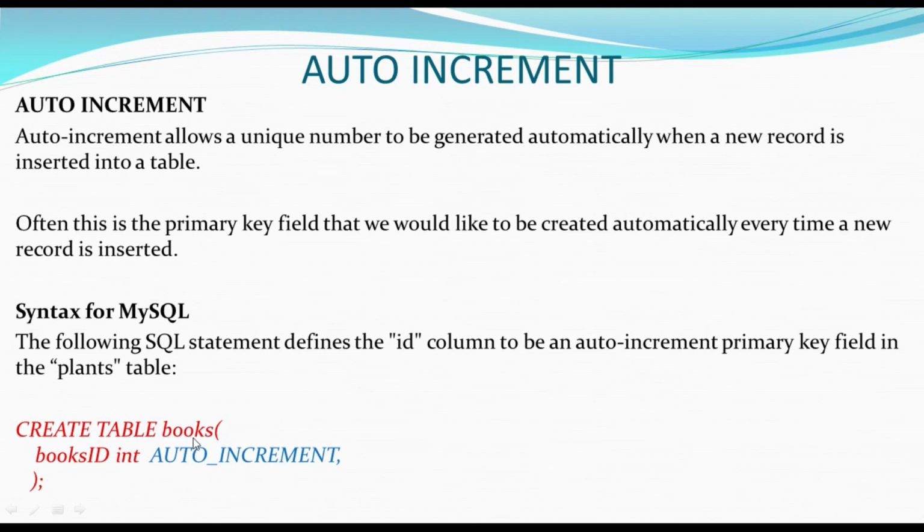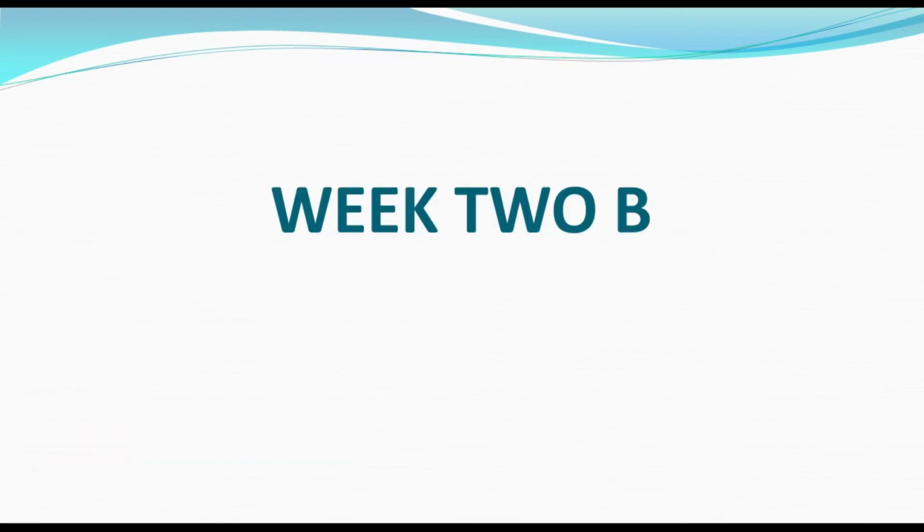So this is also how we create auto increment. Books ID has an integer as a data type, then has a constraint of auto increment. So the first record will be 1, the second record will automatically be 2, and so on. As we start to practice, you understand. So this brings us to the end of week 2.